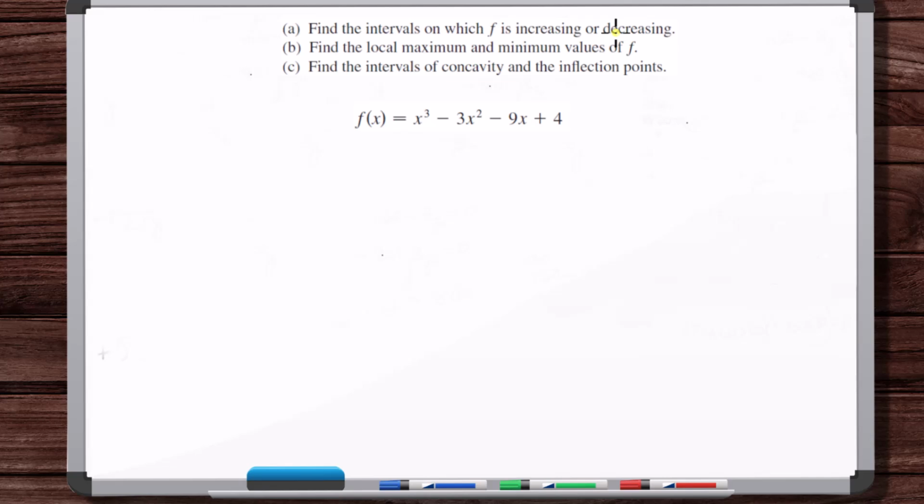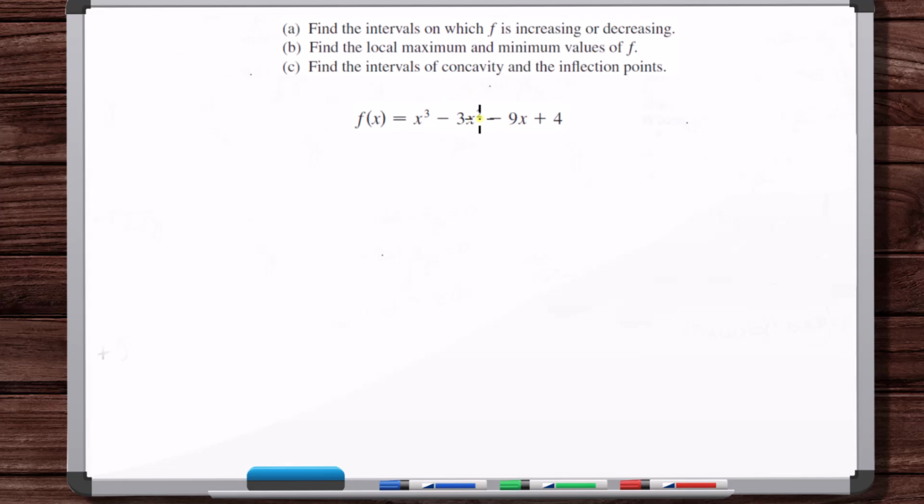A critical point could be a discontinuity. It could be a continuous point where the first derivative doesn't exist, like this. Or the first derivative does exist and it's equal to 0 at that point. If it's not one of those scenarios, then the first derivative can't switch signs. Okay, so step 1, find the critical points.